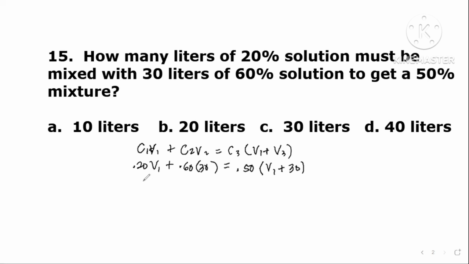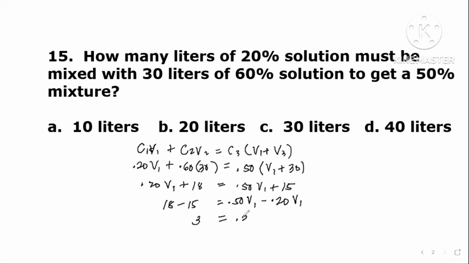Okay? So let us simplify. 0.20 V1 plus 0.6 times 30 is 18 equals 0.50 V1 plus 0.50 times 30 is 15. Okay, so let us transpose 0.20 para positive pa rin siya. Minus 0.20 V1. Tapos yung 15 naman ang ililipat natin dito, no? So we have 18 minus 15 is 3. This is 0.30 V1. So let us divide both sides by 0.30.